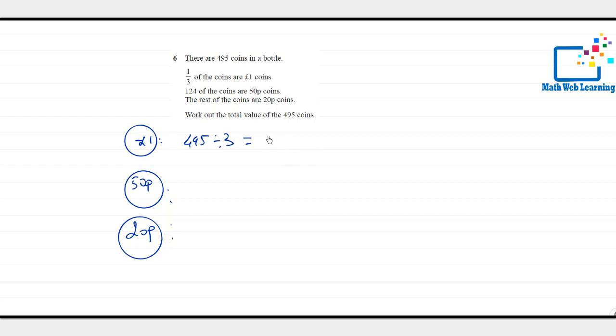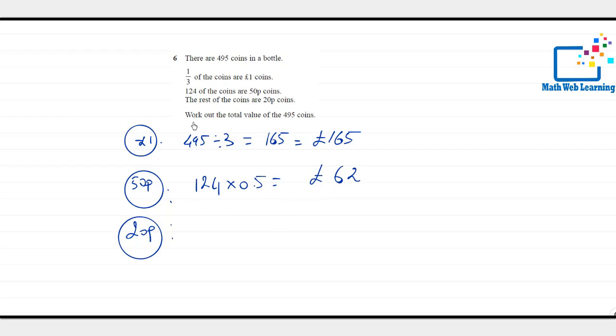And the answer gives you 165 one-pound coins. So that gives you £165. Now for the 50p, the number of coins is 124. So that is 124, and we times it by 0.5. You do that in your calculator and you get the answer £62.